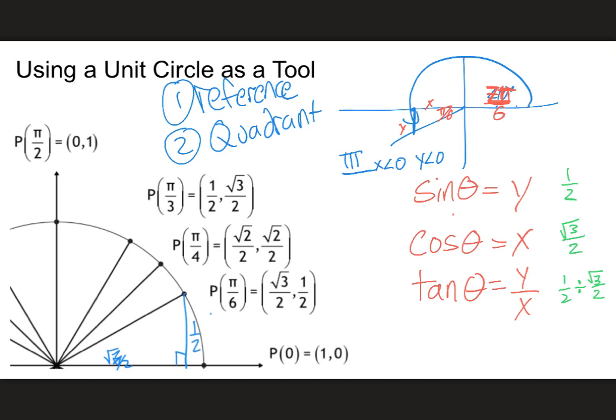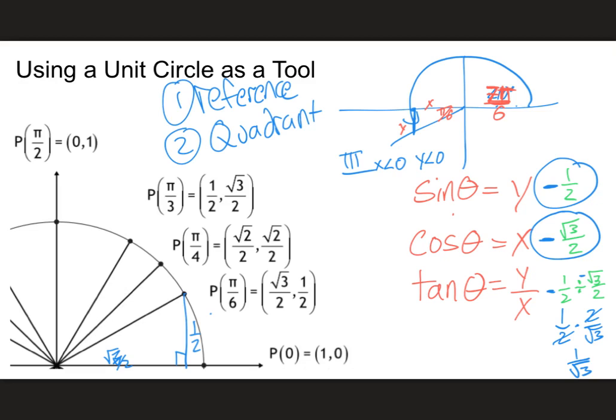So sine of that angle is going to be negative a half. Cosine of that angle is going to be negative root 3 over 2. And for tangent, both of these are going to end up being negative, which ends up canceling those things out. So if we divide a negative by a negative, that's a positive. We get a half, and then times 2 over the square root of 3. Those 2's cancel out. I'm left with 1 over the square root of 3 for tangent.